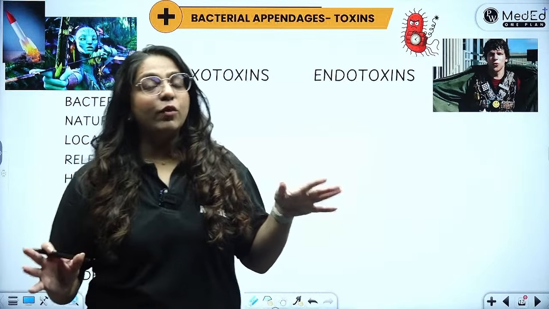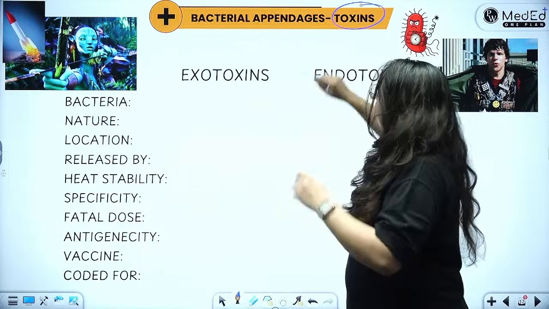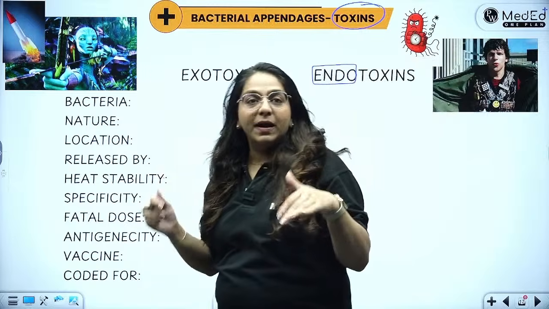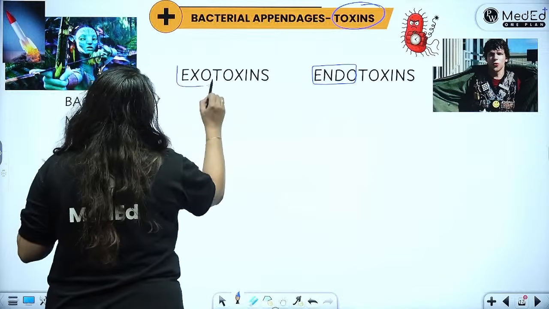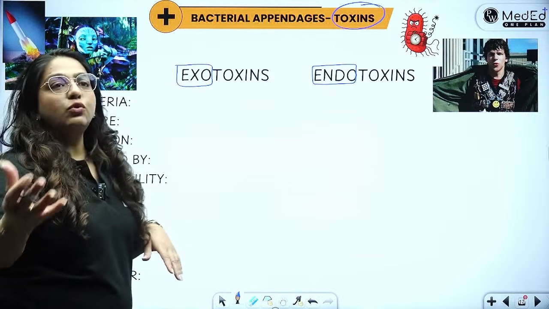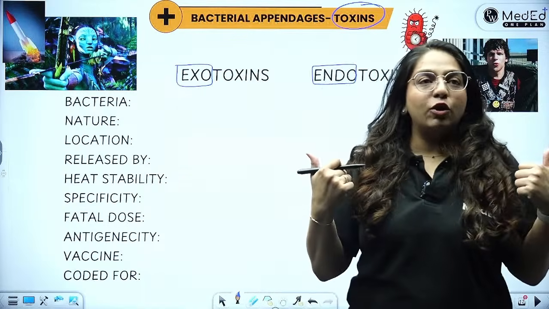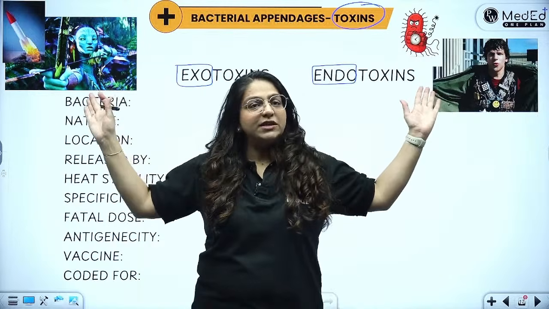Now, a very very important topic is toxins. Earlier, in the bacterial cell wall, we saw that endotoxins are a part of the cell wall of the bacteria, present in the lipopolysaccharide layer, whereas exotoxins are released out of the cell. All my students would know that we always remember exotoxin and endotoxin based on these two images.